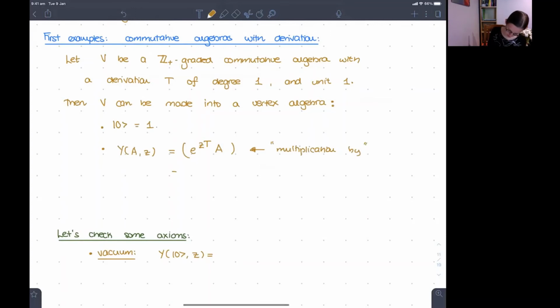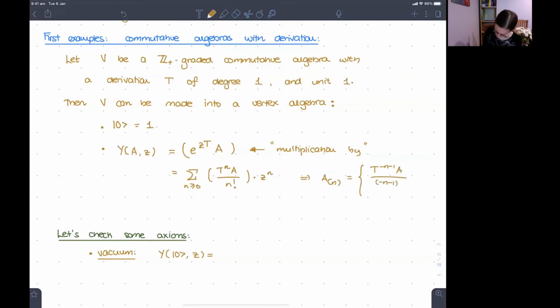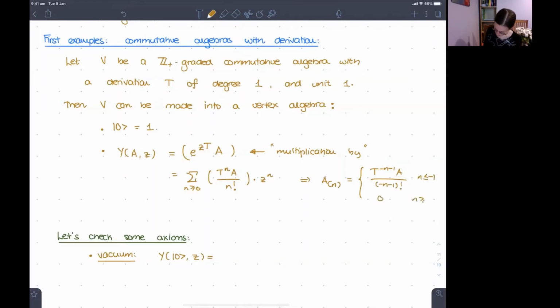So what does this mean? It's the sum over positive integers of multiplication by t to the n of a divided by n factorial, and then z to the n. Okay. And so if we change our indices, we can see that a sub n, so that's supposed to be the coefficient of z to the minus n minus 1, is equal to t to the minus n minus 1 times a over minus n minus 1 factorial if n is negative and 0 otherwise.